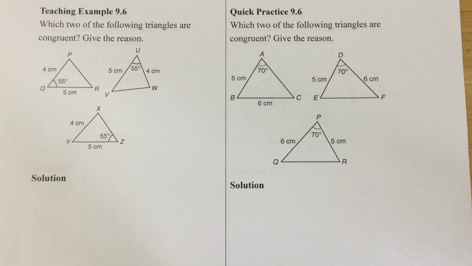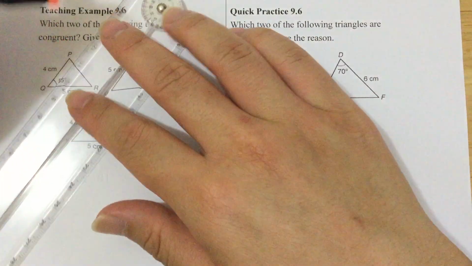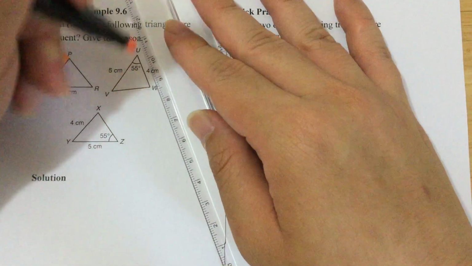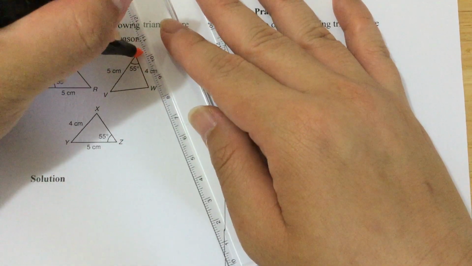You are going to have three triangles there, and now you are going to find out which two triangles are congruent together. So first of all, let's find out these two triangles. For example, we have 4 and 5. Obviously, we have two sides, so we must choose the one that is the included angle. So let's look at this.